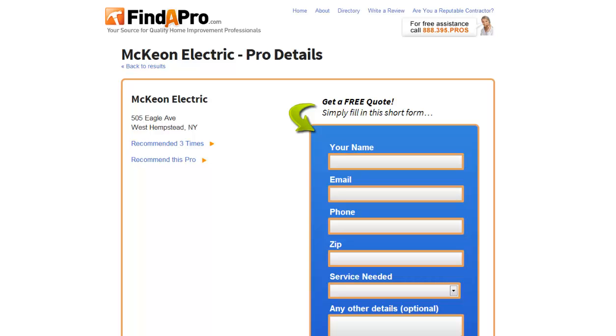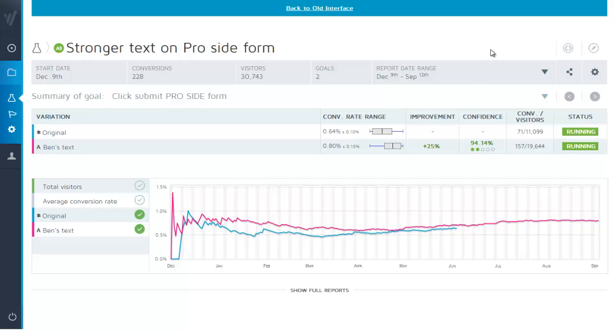There you go. Here are the results. With the original, it's converting at 0.64%, plus or minus 0.1 of a percent. So that could go up to 0.74, potentially, but it's quite likely to be around there. And if you look at the lines, then the variation, Ben's text, has been in the lead since just a couple of weeks in. So that's been in the lead for about 8 months, 9 months.